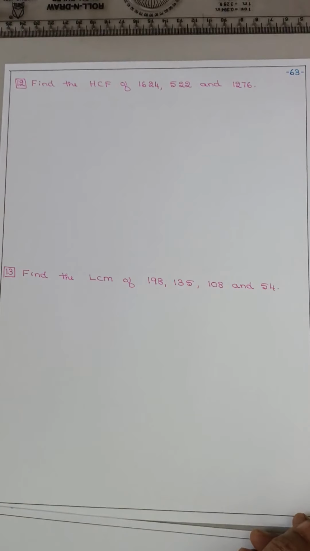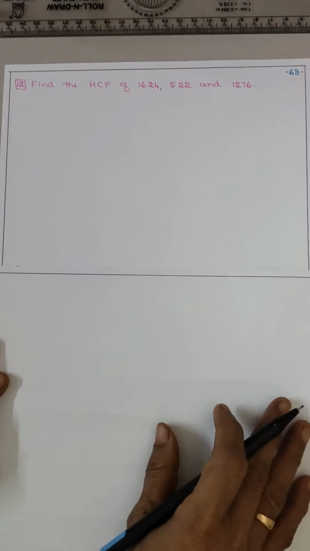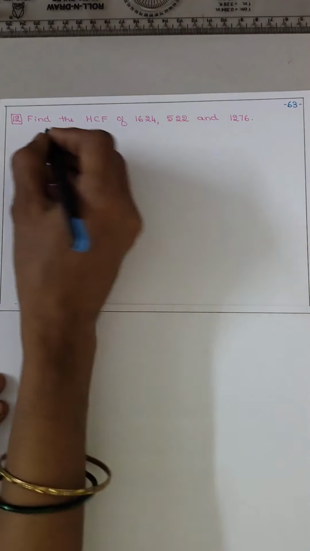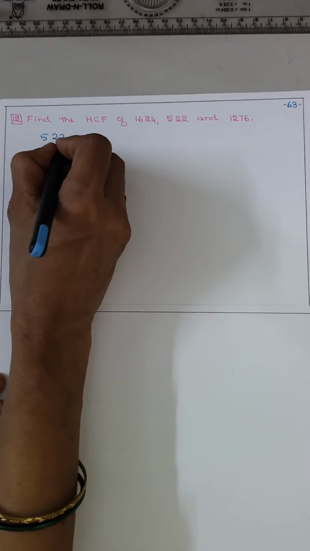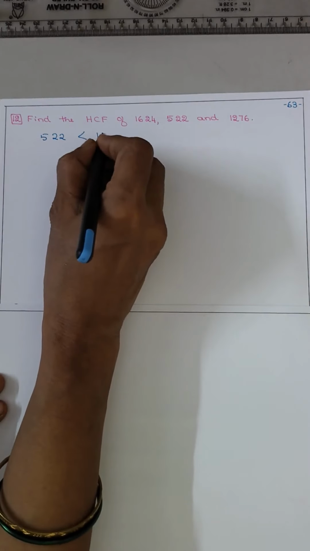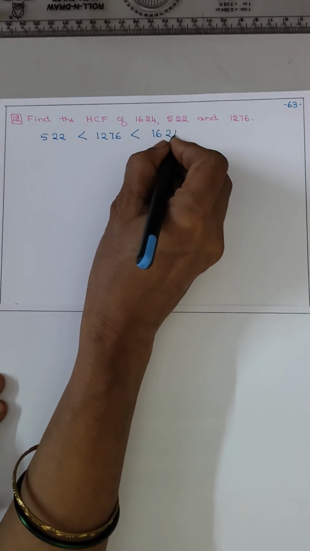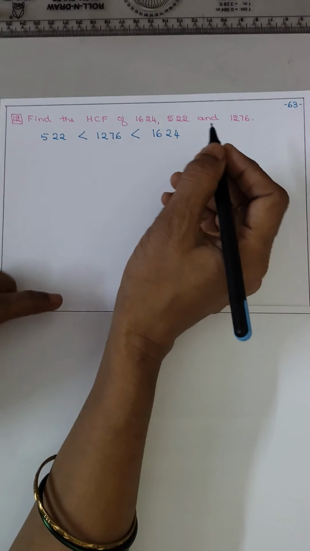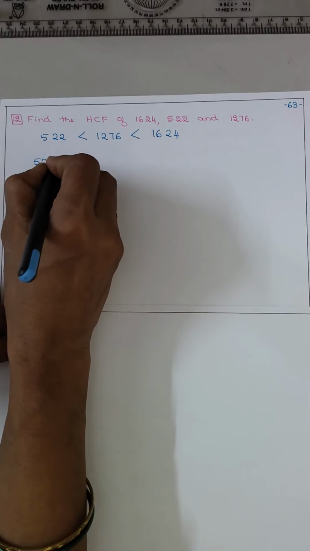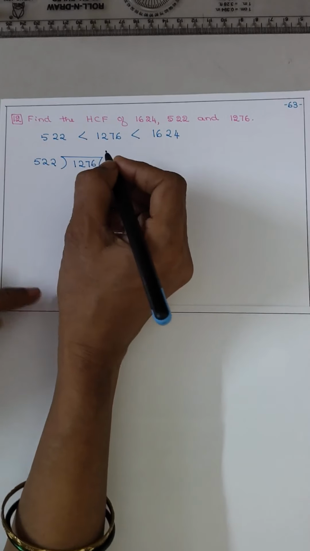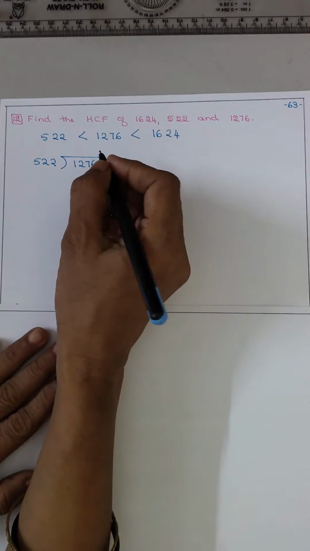Okay, now we have finished the question number 11. Now coming to question number 12. Okay, 12 HCF फाइंड आउट करने का है. तो सबसे छोटा 522 है, then it is 1276 and then it is 1624. Okay, so 522, then 1276, divide 1276 by 522.